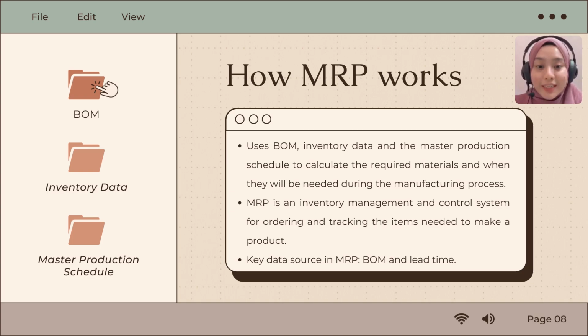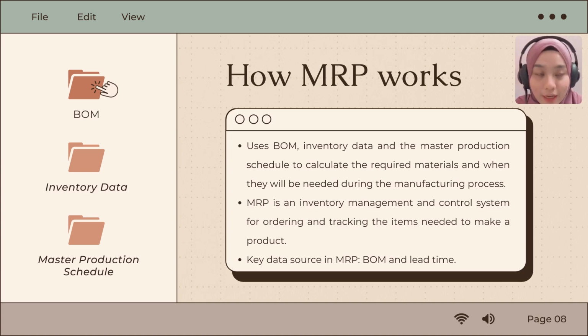Okay, so next I will explain how MRP works. MRP is a system designed for ordering and tracking the materials needed to create a product. MRP calculates the raw materials needed during the manufacturing process using the bill of materials, the BOM, inventory data, and master production schedule. A key data source in MRP is the bill of materials, which outlines all of the items required to create a product.